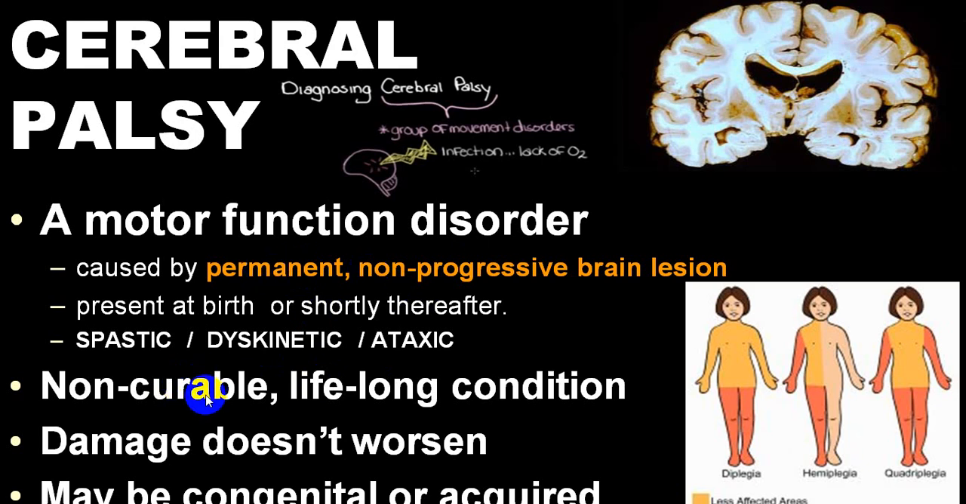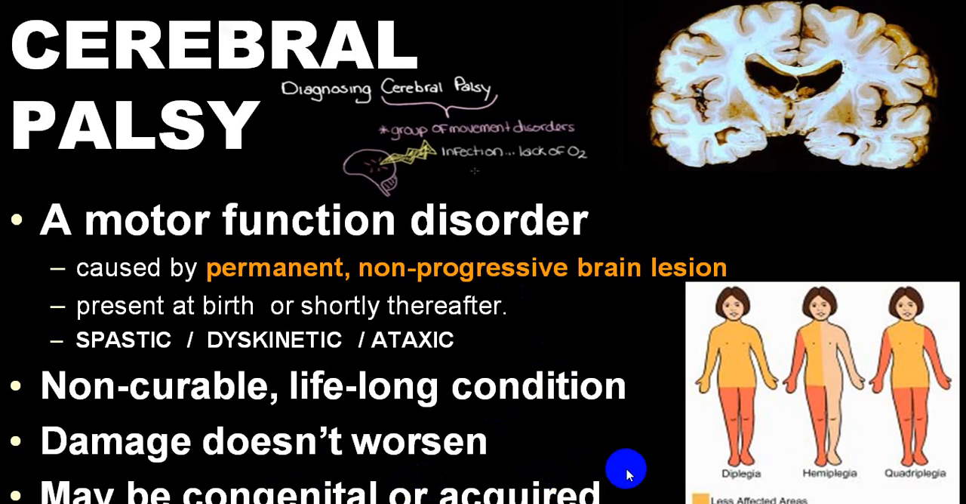So permanent is non-curable and it is non-progressive. So it is lifelong. And damage does not worsen. So it is non-progressive. And it is by and large congenital, very rarely acquired. And among acquired, it is because of damage to the brain after delivery.